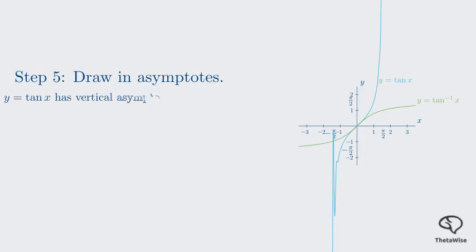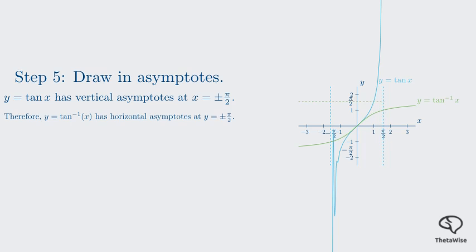Step 5. Draw in the asymptotes. This is the new part for tangent. Our original dashed graph of y equals tan x has vertical asymptotes at x equals negative pi over 2 and x equals pi over 2. Following our asymptote rule from earlier, we swap the variables. This means the inverse function, y equals tan inverse of x, will have horizontal asymptotes at y equals negative pi over 2 and y equals pi over 2. Let's draw these as dotted lines on our graph. These horizontal lines define the upper and lower bounds for our inverse tangent graph.